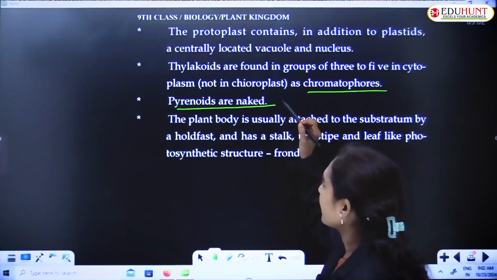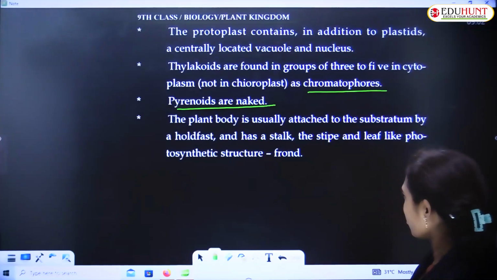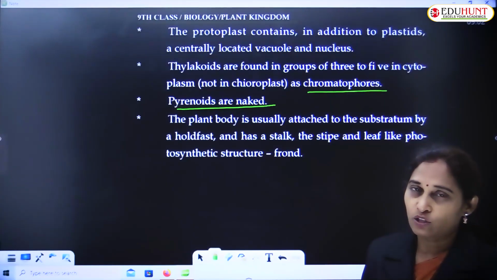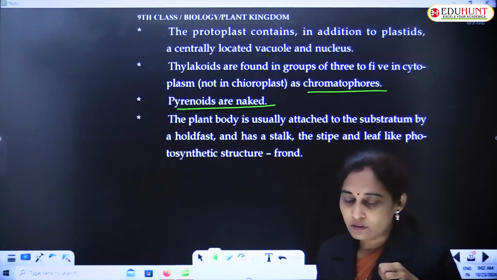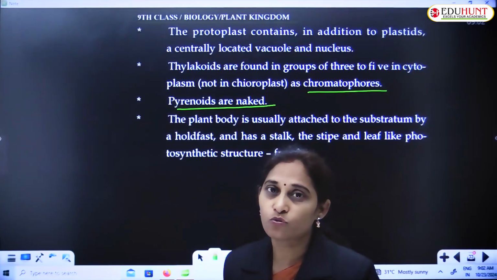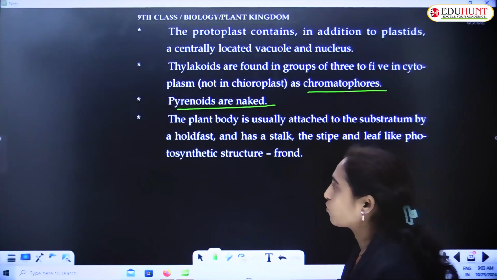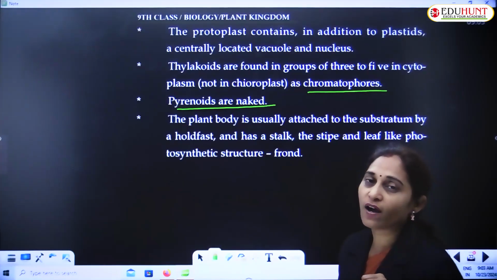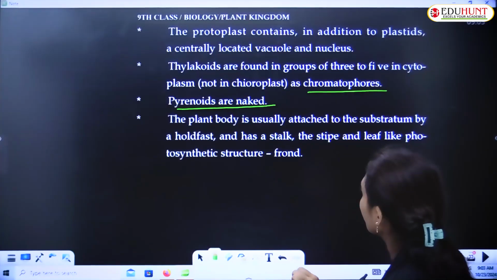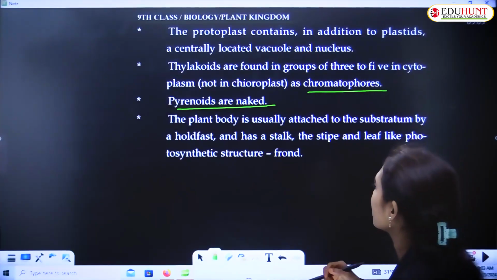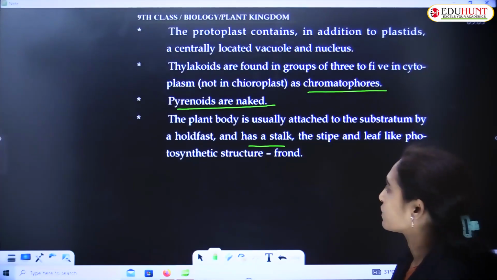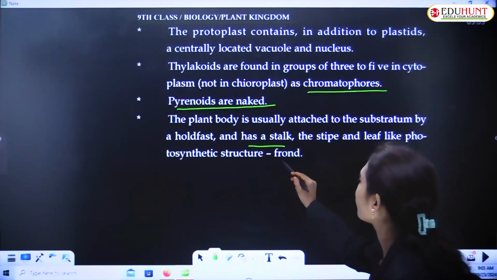Pyrenoids are naked and the plant body is usually attached to the substratum by the holdfast. యాక్చువల్గా ప్లాంట్స్ బాటంలో ఆర్ సాయిల్లో ఎలా ఇన్సర్ట్ అవుతాయి? విత్ ద హెల్ప్ ఆఫ్ రూట్స్. బికాస్ దీస్ హ్యావ్ నో రూట్స్, the holdfast is the organ which helps in attachment of the plant body to the base, and it has a stalk, the stipe, and a leaf-like photosynthetic structure called the frond.